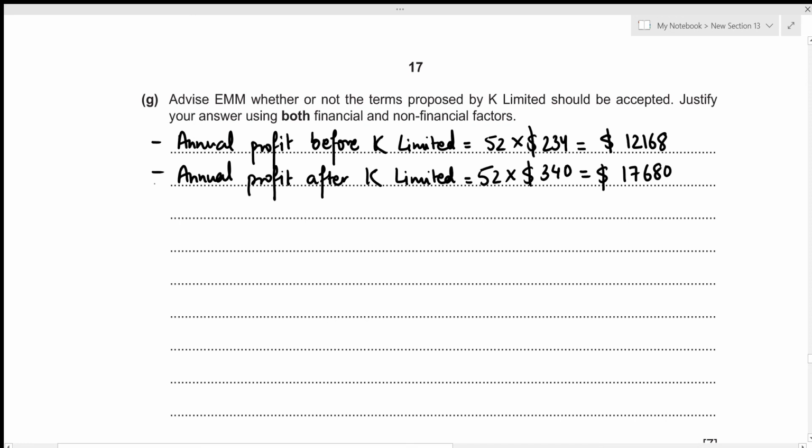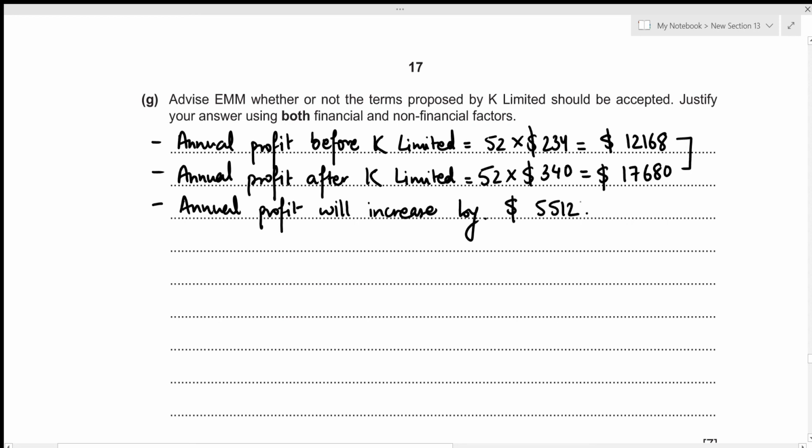Alright, we can see that there is clearly an increment in the annual profit if we accept the proposal by K Limited. So the annual profit will increase, and the increment amount is just going to be the difference between these two amounts. So that's 17,680 minus 12,168, which gives the difference amount to be 5,512.